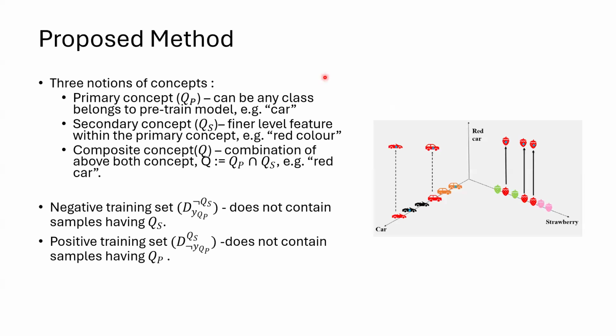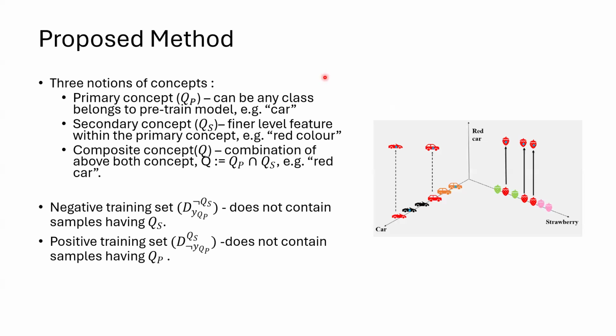To get a clear idea of this proposed work, we need to understand a few things. First is the concept categories. The primary concept, that is QP, can be any class belonging to the pretrained model, in this example a car. The secondary concept QS, a fine-level feature within a primary class, may be a red color, and the composite concept Q is the combination of the above two concepts. It is the red color car.